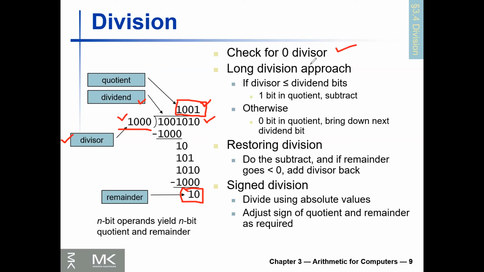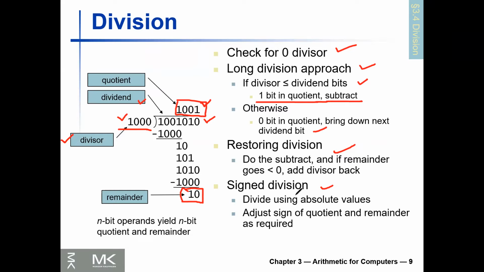Then there is the long division approach: if the divisor is less than the dividend, we check, and then 1 bit of the quotient is set and the divisor is subtracted. Otherwise, it is a 0 bit of the quotient. This one is restoring division. So there are three steps which we have to perform. You will understand these steps with an example.